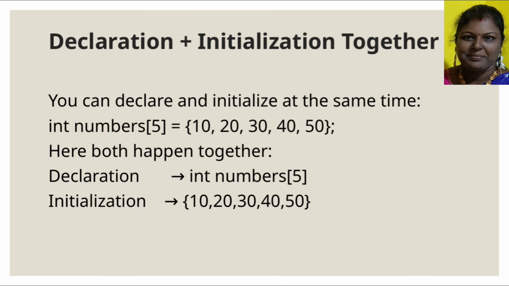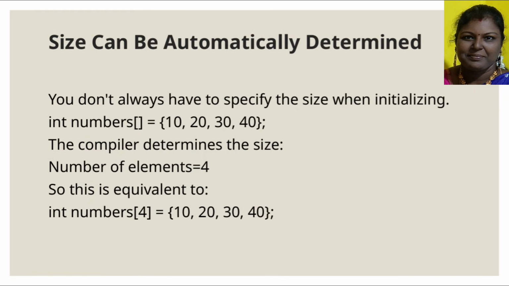When we initialize an array, we don't always need to specify its size explicitly. For example, if we write int numbers[] equals curly braces 10, 20, 30, 40, the compiler steps in and figures out the size for us. Here, it counts 4 elements, so it's the same as declaring int numbers with size 4, then listing those values. This makes our code cleaner and less error-prone. The size is automatically determined.